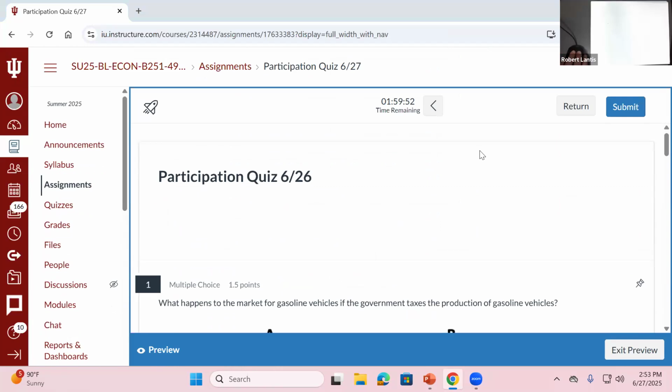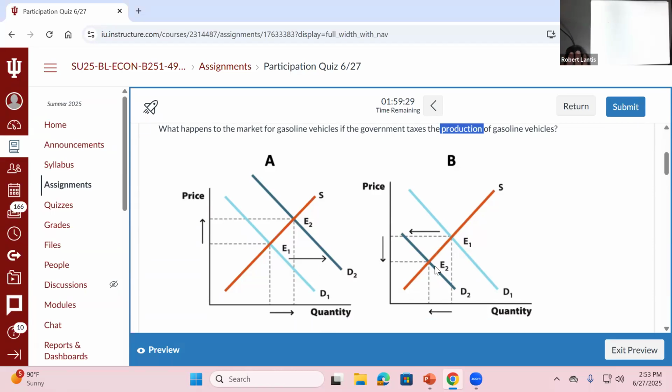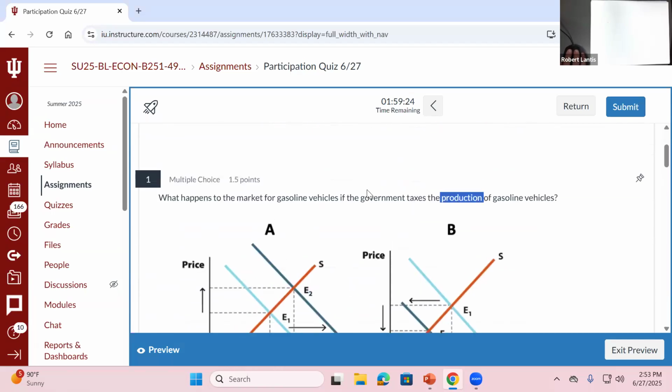Perfect. Okay. So let's say I'm using this example of gasoline-powered vehicles. If the government taxes, and this is where it's important, I said taxes can impact demand or supply. So I need to see who is the tax on. Well, if it's on the production of the good, this word production is on our suppliers, our supply curve. So we should be thinking about not a shift in demand here, but a shift in supply. So hopefully we know it's either going to be C or D, right?